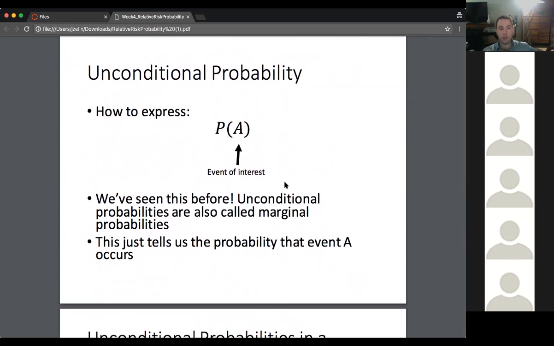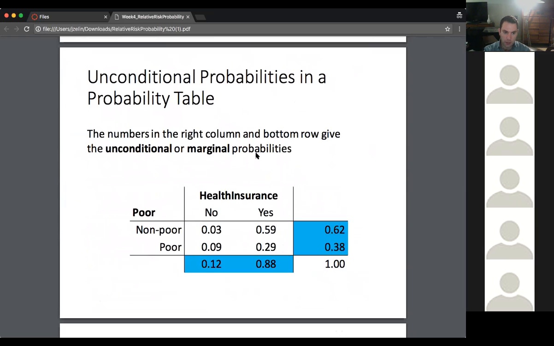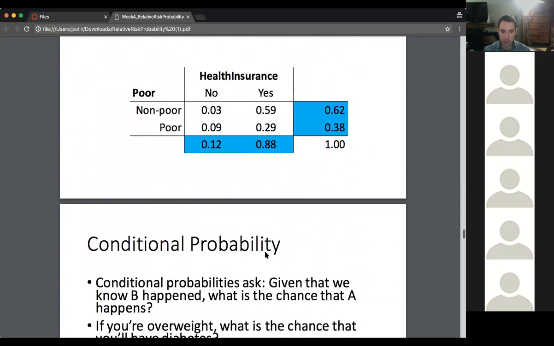But in order to calculate it, we have to first discuss the concept of conditional probabilities and the difference between conditional and unconditional probabilities. So when we talk about just the regular probability of A, that's going to be an unconditional probability, which in our probability tables are also called the marginal probabilities. And it tells us the probability that event A occurs. So here, these are the marginal probabilities shaded in blue, also known as the unconditional probabilities.